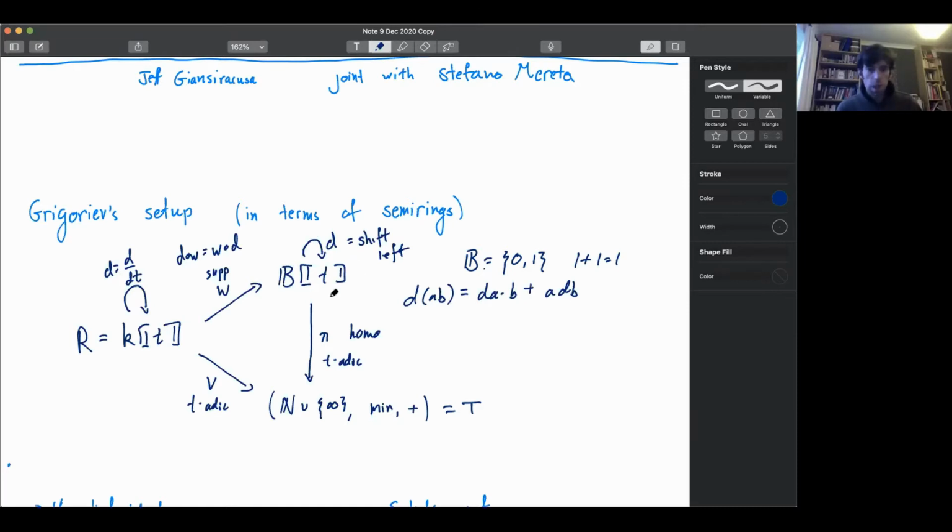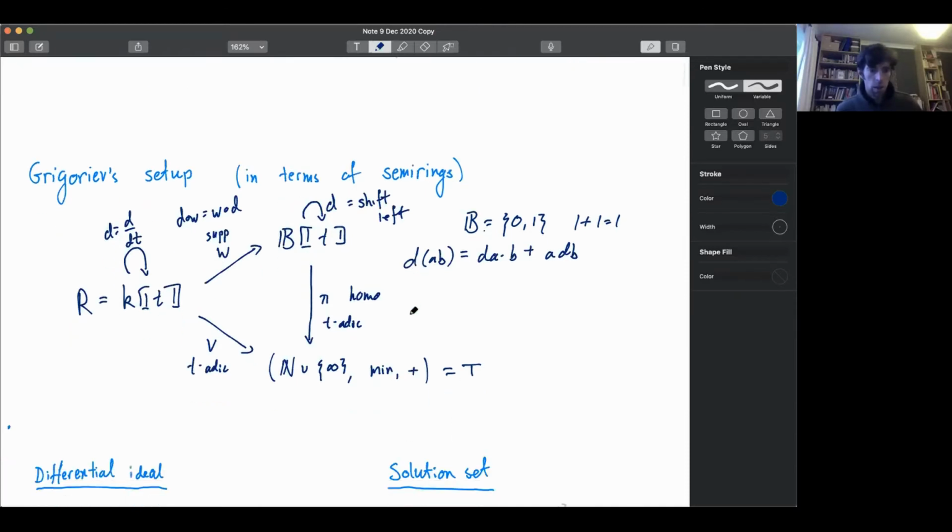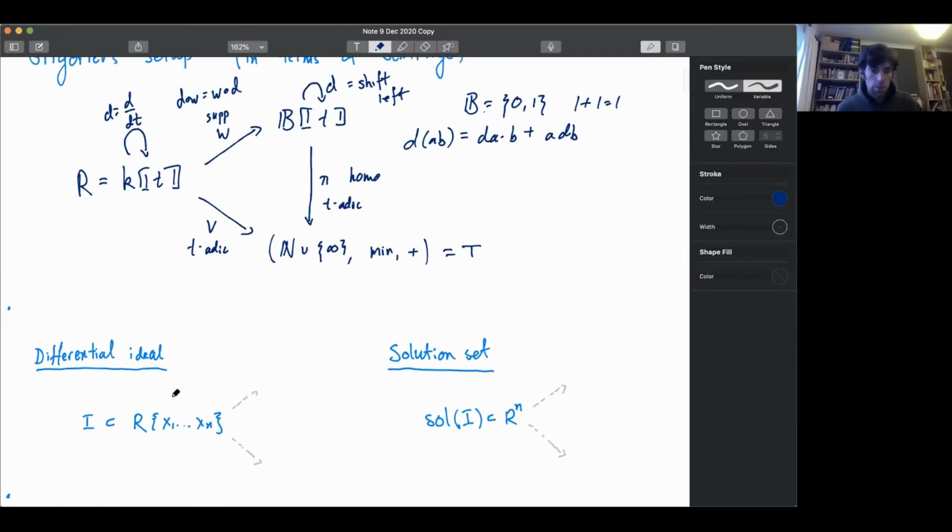So the point is, upstairs in this new layer that we're adding in the differential world, we have a differential, and downstairs we don't. Now, let's suppose that I have a differential ideal in this ring R.